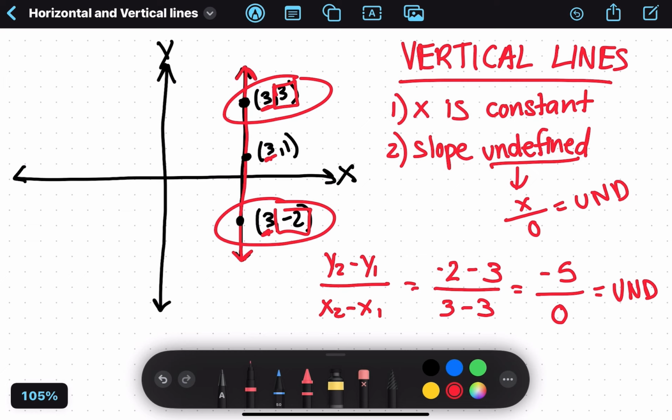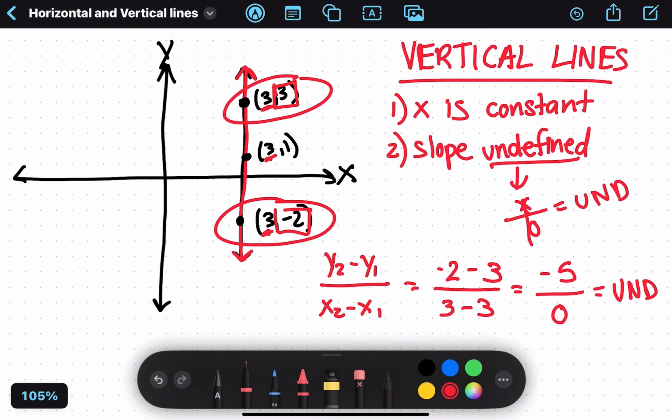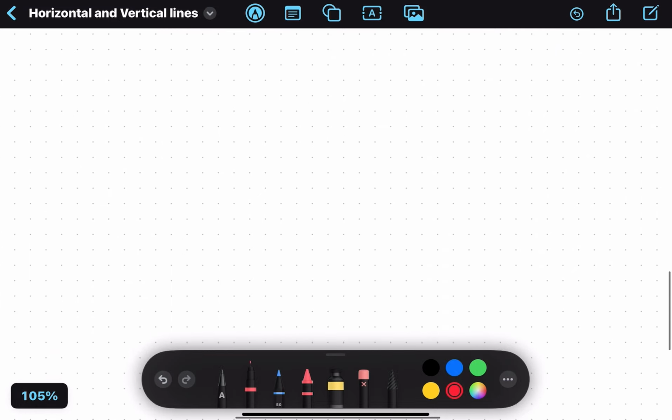Now, we did vertical lines. Let's move on to horizontal lines. Once again, we have our x and y axes.